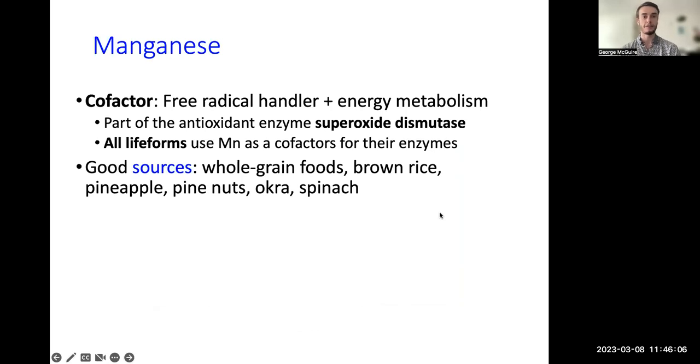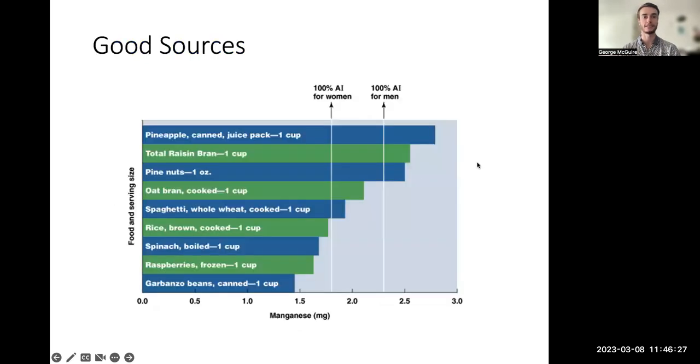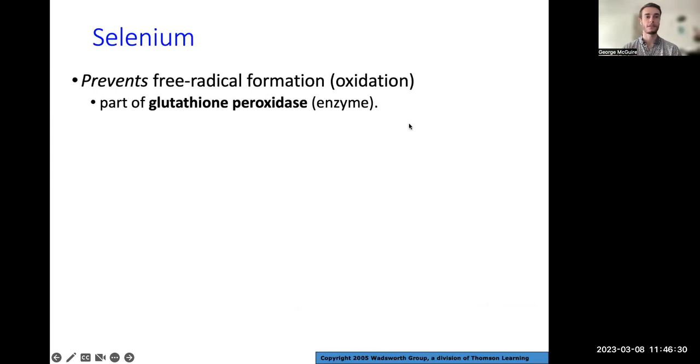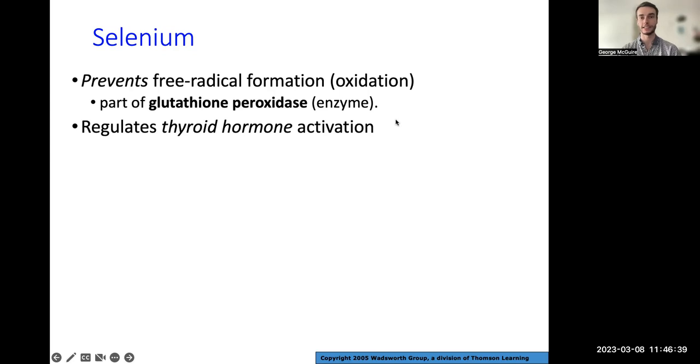Manganese acts as a cofactor for that free radical handling in the superoxide dismutase pathway. All life forms use manganese as cofactors for their enzymes, so really any food is going to be carrying manganese. And even though you could find it in all foods, some good sources would be whole grains, some fruits like pineapple, pine nuts, etc. All right, a little bit about selenium here. Again, it can be part of that glutathione peroxidase enzyme, which is acting in this pathway.